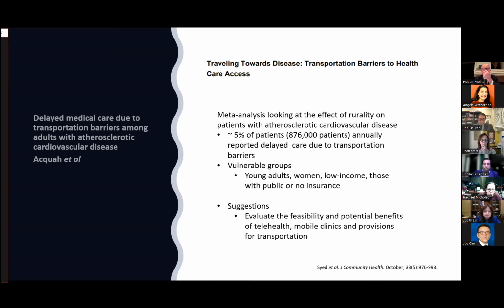Looked at about 5% of the patients, which amounted to about 900,000 total, reported that annually they had delayed care due to transportation barriers. Vulnerable groups included young adults, women, low-income people, and those with no public or no insurance. So the study suggested that for future analysis, focus on the feasibility and potential benefits of interventions such as telehealth, mobile clinics, and provisions for transportation among this patient population.